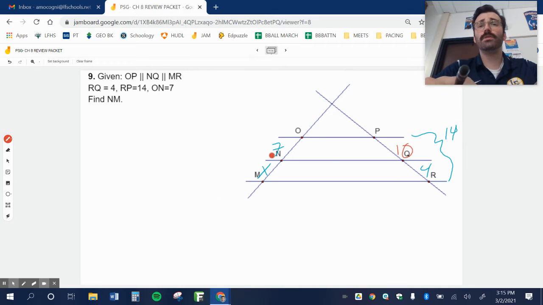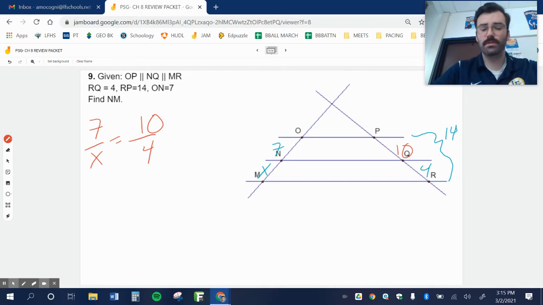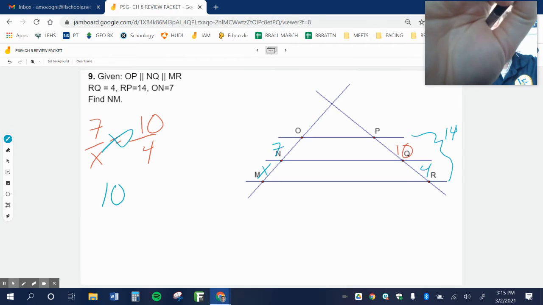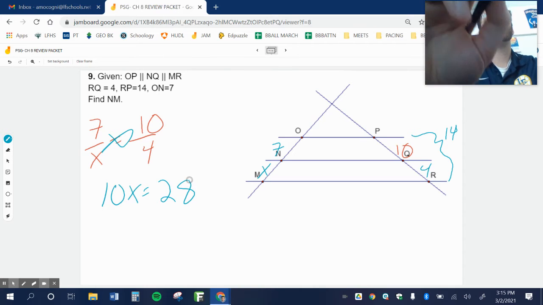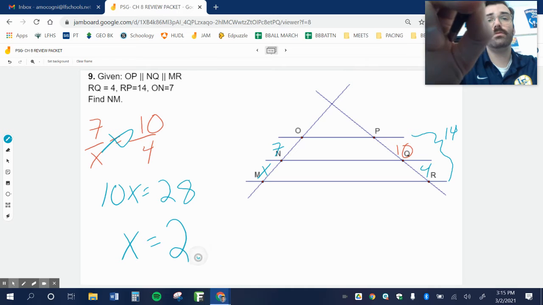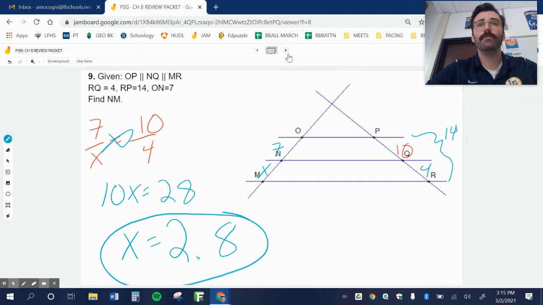Okay, so now I have a proportion. The 7 corresponds with the 10. The x corresponds with the 4. And I can just go for it. 7 over x equals 10 over 4. And you can cross multiply and solve here. 10x equals 28. x equals 2.8. Let's keep going.